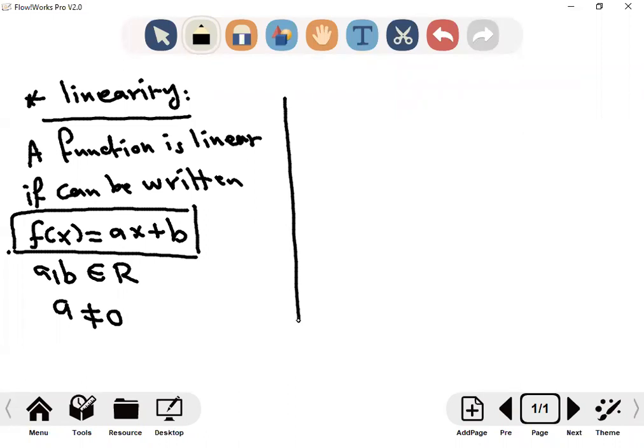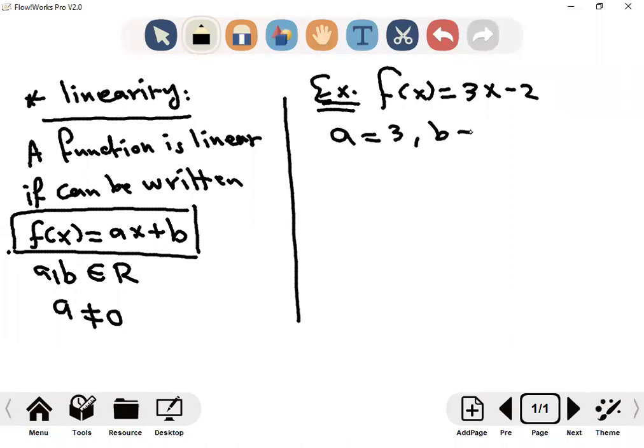So when you have a line, it means the function of this line is what? Linear. Linear means x has power 1 only. For example, if f of x equals 3x minus 2, here x has power 1, meaning the highest degree in the function is 1. Okay? Here a is 3 and b is negative 2.